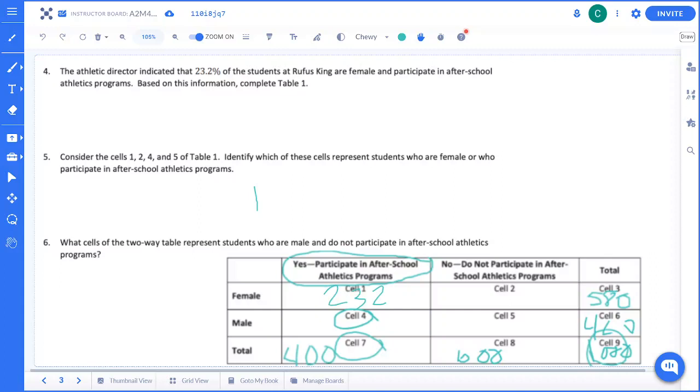And what cells of the two-way table are of male who do not participate? So males that do not participate would be cell 5. Okay. But by looking at that, we could go ahead and fill in the rest of our chart, right? Oh, we were supposed to do that in number 1, so let's go ahead and fill that in. So number 4 up there, 232, we would just say 580, the total, minus 232, and that would be 348?